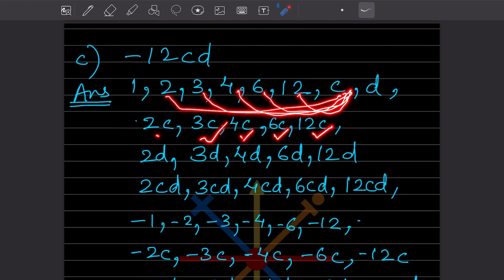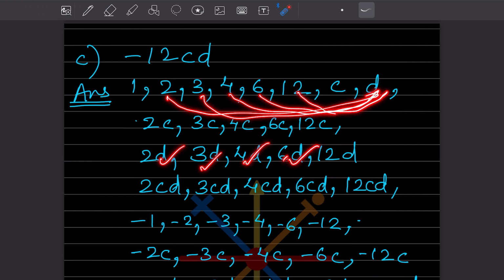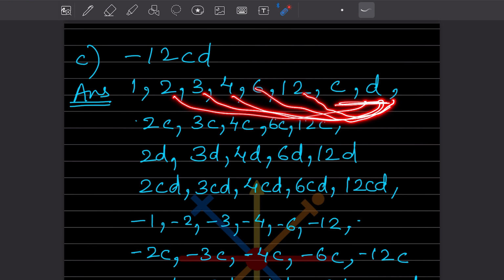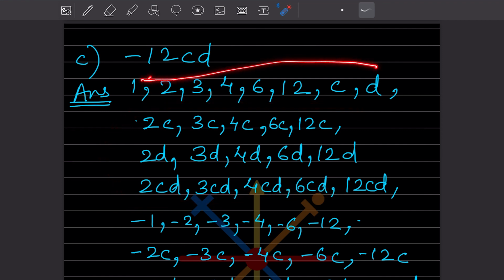Okay. So now what are the other possibilities? You can write here 2 into D, that is 2D. 3 into D, 3D. 4 into D, 4D. 6 into D, 6D. And 12 into D is 12D. Okay. And now what we have to write? We have to combine both. Again, 2 into CD, 3 into CD, 4 into CD, 6 into CD, 12 into CD. So hope that is clear. So these are the only possibilities over here.